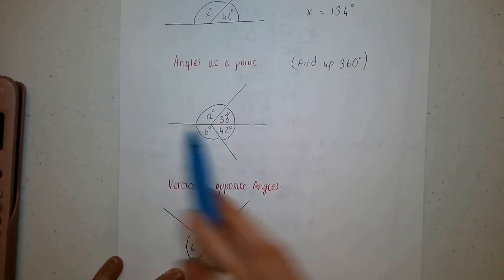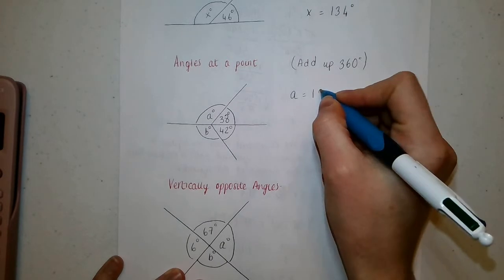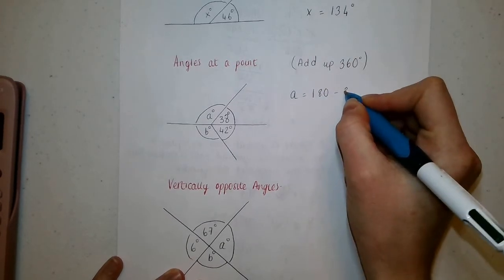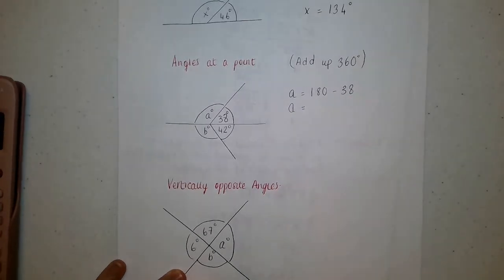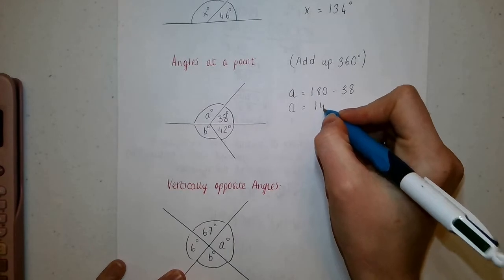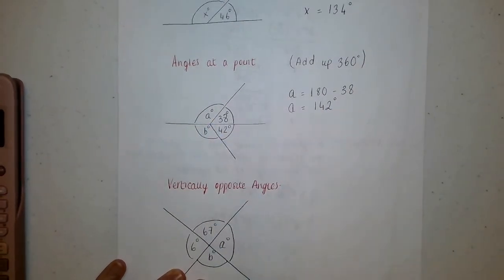Okay, so if we know two angles to start off with, you can see that angle A and 38 is actually on a straight line. So to calculate angle A, we're going to take 38 away from 180 because that is the same as the question above. So 180 minus 38 is equal to 142 degrees. So the angle A is equal to 142.